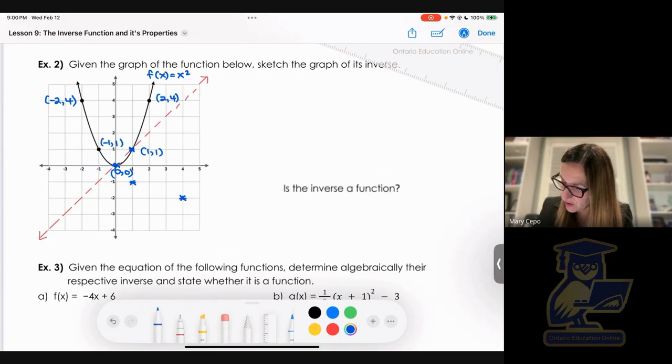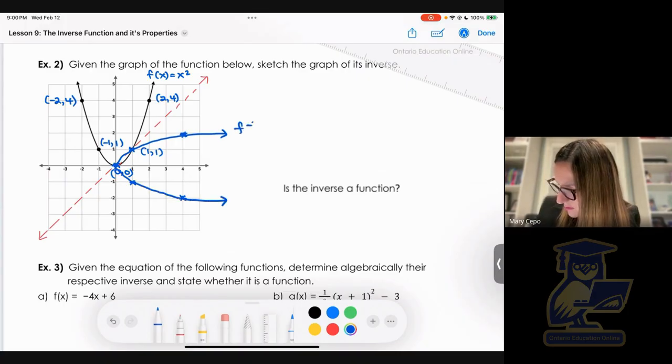And we have 4 and 2. So 2 and 4 originally, and then we would draw the inverse. Remember that notation for the inverse of f of x. Now, is the inverse a function?